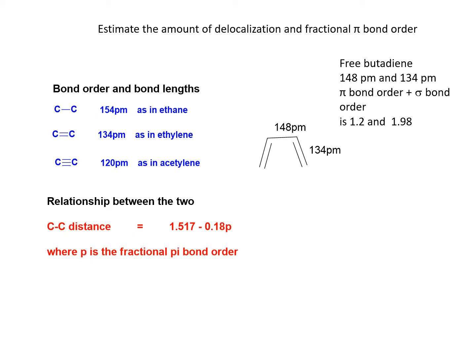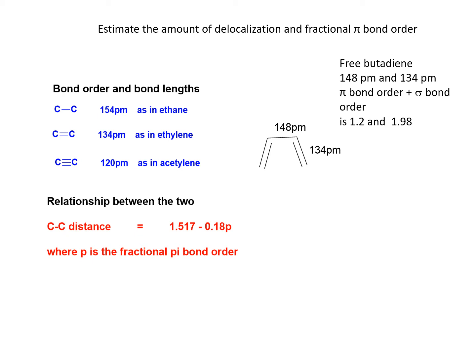If you take a single carbon-carbon bond as in ethane or in diamond, the distance is around 1.54 angstroms or 154 picometers. If you take ethylene, the bond distance is 134 picometers. And if you go to acetylene, the distance comes down almost to 120 picometers. So you can see that as the bond order goes up, the bond distance goes down.